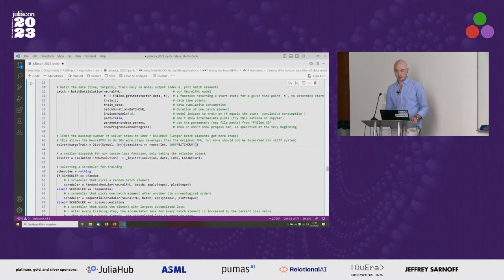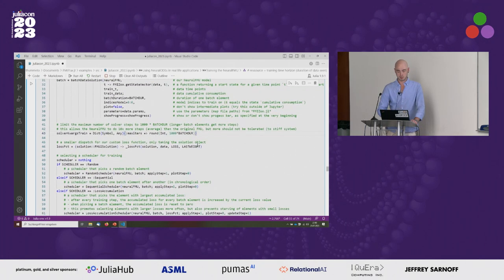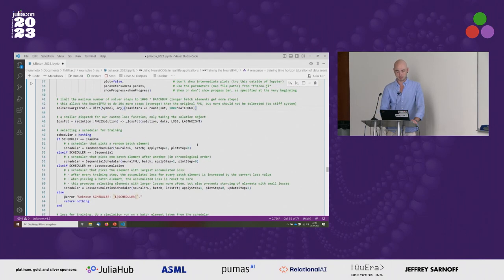We further specify an array with additional solver keyword arguments. I limited the maximum number of iterations here. So by default, the FMU is doing at least 100 steps per second, and 1,000 times batch duration allows the neural FMU to do 10 times more steps than the FMU. And if the system becomes even more stiff, the solution process terminates, but that's okay because we don't want such a stiff system.